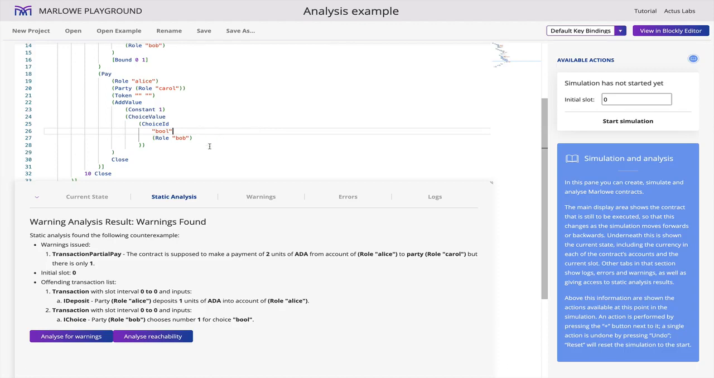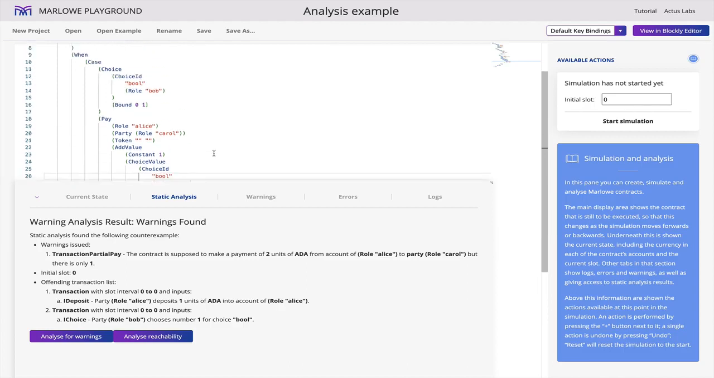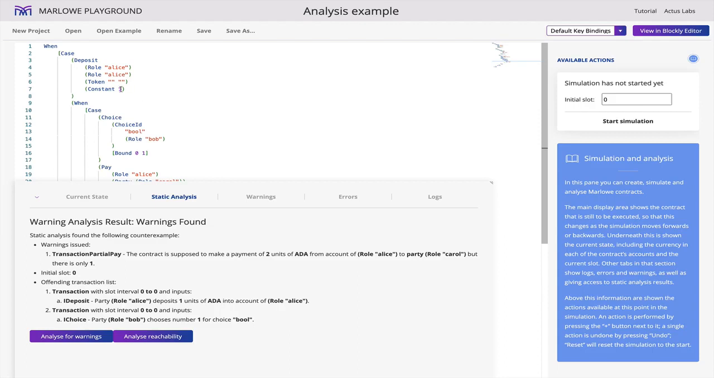So we've found there's a problem, and what this analysis does is check every possible execution path, every possible value of choices, every possible choice of timing, to see if things can go wrong. And indeed, it's shown us a way this contract can go wrong. Now, one way of sorting this out is to make sure that instead of posting 1 Lovelace, initially Alice posts 2.